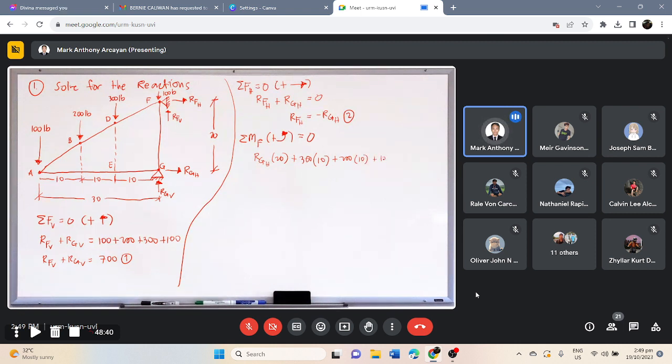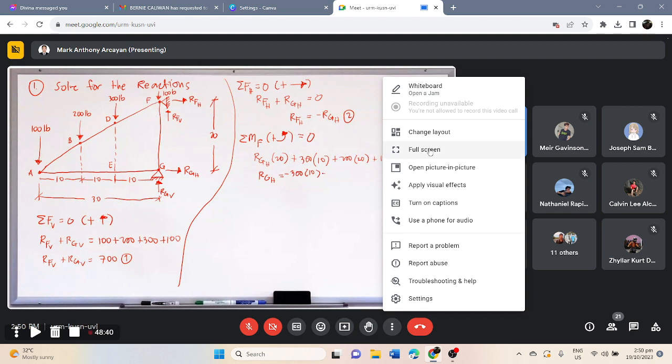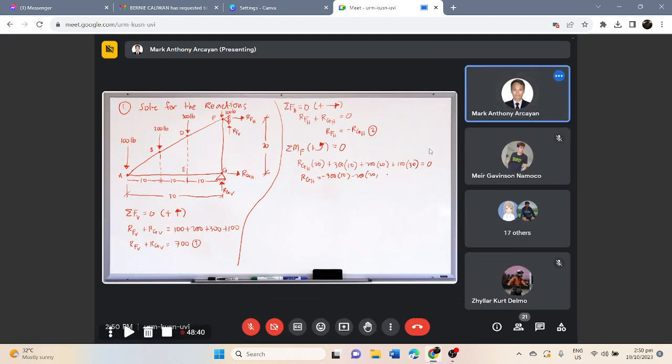Then plus 100 times 20, sorry, 20 here. Then 100 times 30 is equal to 0. So here we have RGH is equal to negative 300 times 10, so you transpose it to the right side. Then minus 200 times 20, minus 100 times 30, all over 20.